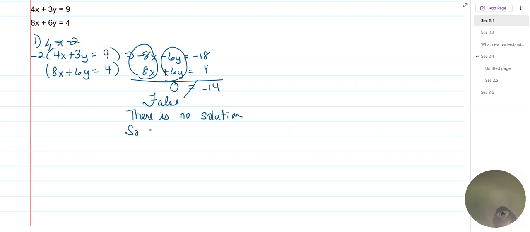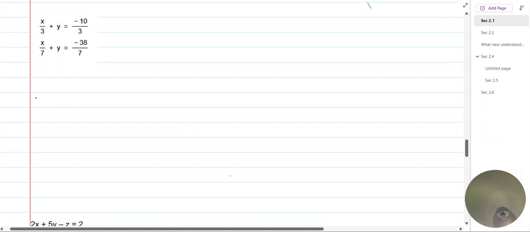So, this system of equations is inconsistent. There is no solution. No solution whatsoever. All right. Well, let's look at this next one. Yes, it's got fractions, but don't worry.